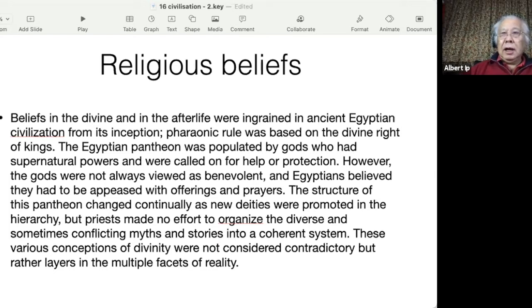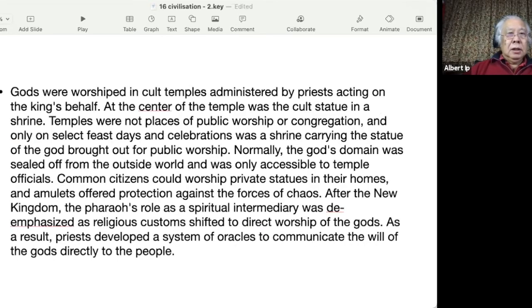Sometimes I find it quite interesting that we can hold conflicting ideas in our brains and never challenge those conflicting ideas. Gods, of course, were worshipped at different temples and with different offerings and so forth. It seems that different people can believe in whatever gods they like. Common citizens would also worship private statues in their homes.